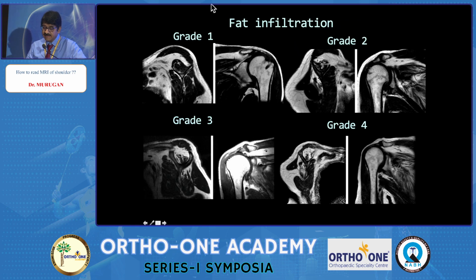Okay, coming to fat infiltration, I think last 2 slides. Again, T1 images, you can start from here. Grade 4, there is more fat than muscle. In grade 3, there is equal fat. Fat appears bright on T1.